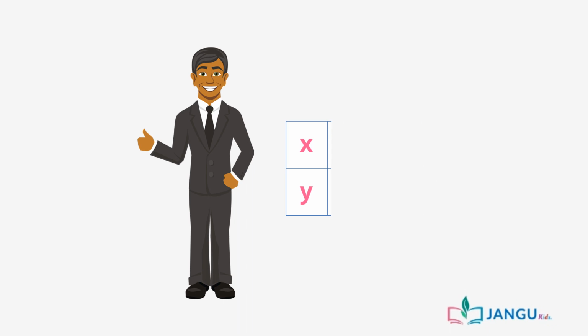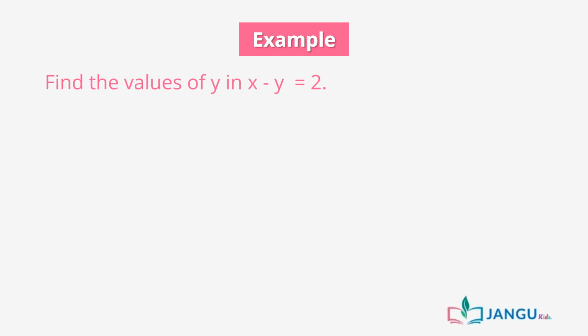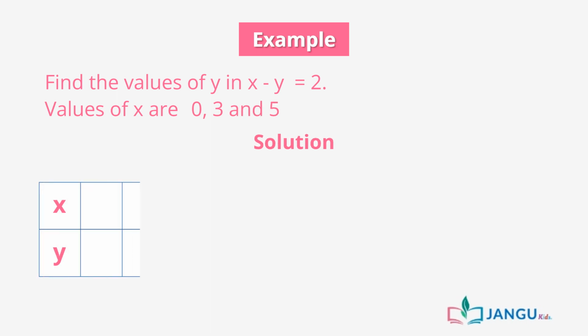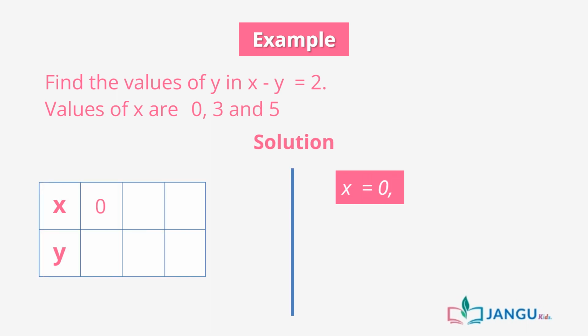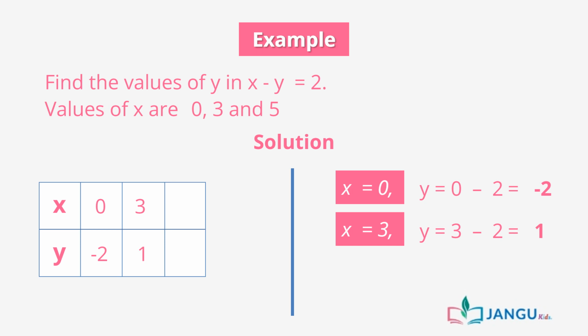Easy, right? Well, let's now find the values of y in x minus y is equal to 2, assuming the values of x are 0, 3, and 5. When x is equal to 0, y is equal to 0 minus 2, which is equal to minus 2. When x is equal to 3, y is equal to 3 minus 2, which is equal to 1. And when x is equal to 5, y is equal to 5 minus 2, which is equal to 3.